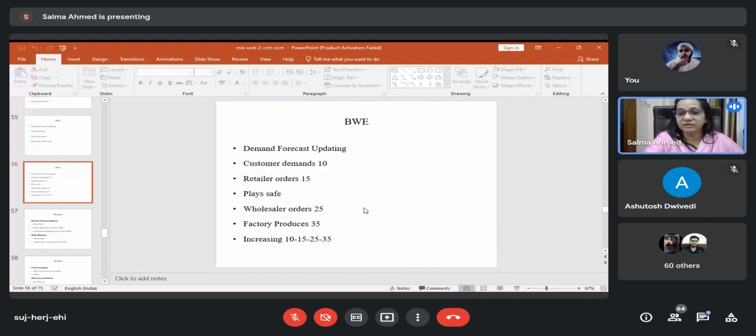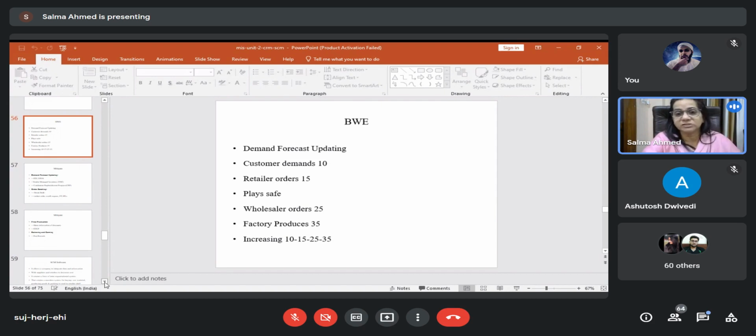Had each seen the demand of 10, the factory would have produced 10. But since there was no communication between them, the retailer places an order of 15, he plays safe, the wholesaler places an order of 25, the factory sees 25 and produces 35, so the 10 becomes 35. So this is demand forecast updating, because you're forecasting. You're not playing with the actual figure. You don't know the actual demand.